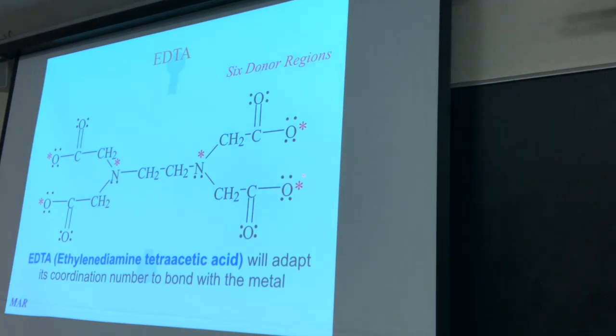There should be a lone pair right there. The important part here is that every one of these red spots is a potential place that can connect to a metal. So if the metal has six connection spots, all six of these activate surrounding the metal, and that's what makes it pulled out of solution, stuff like that. EDTA is pretty easy to use, and again, in the right context, it can be pretty powerful.